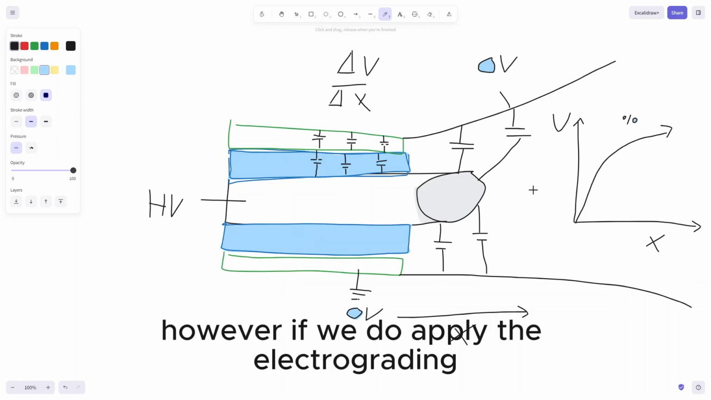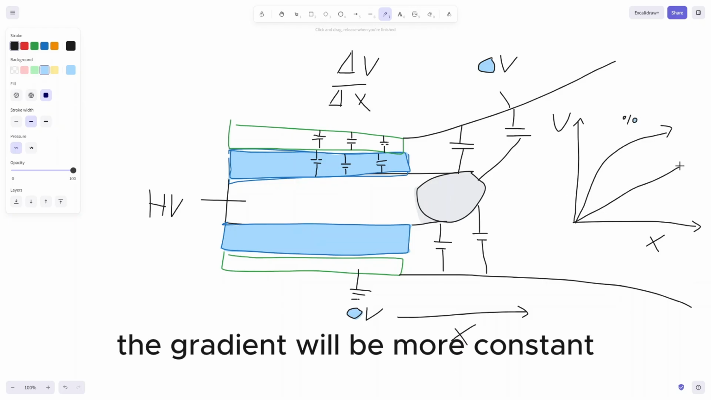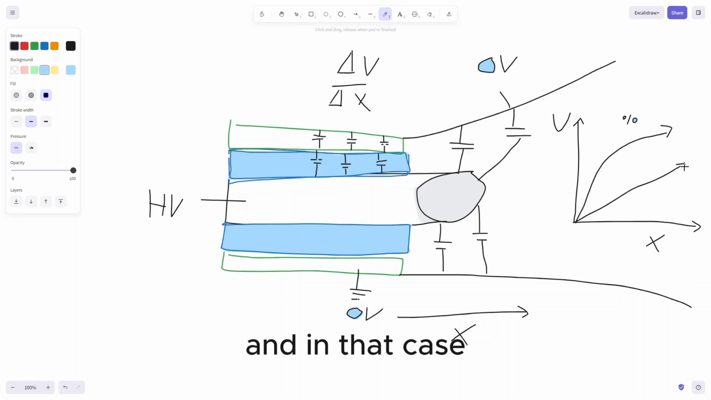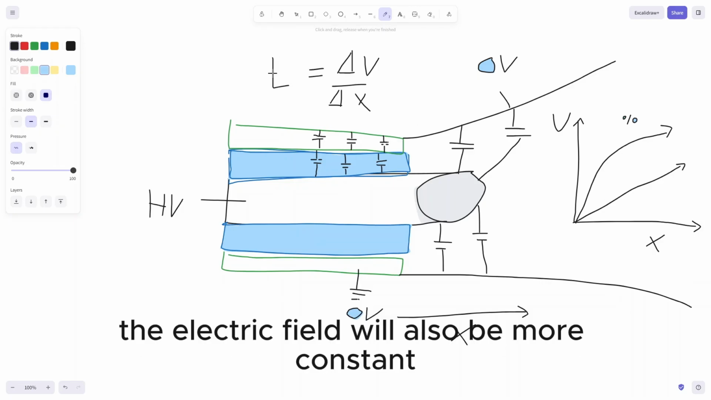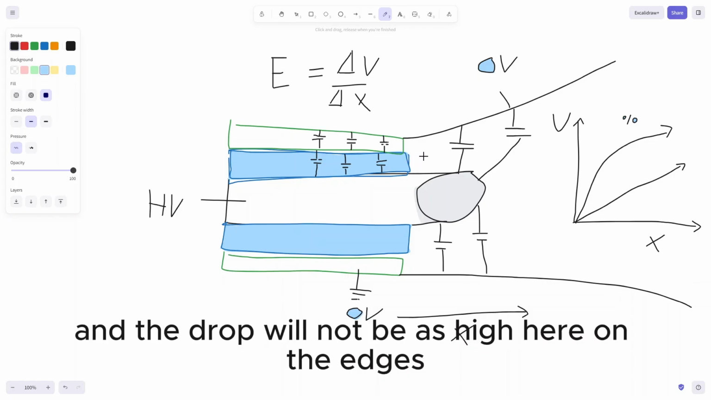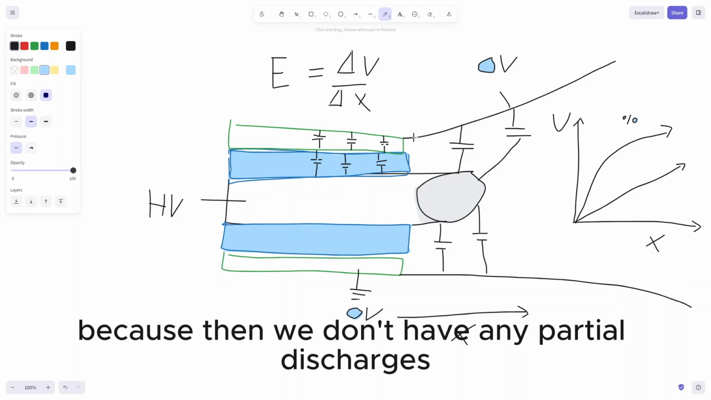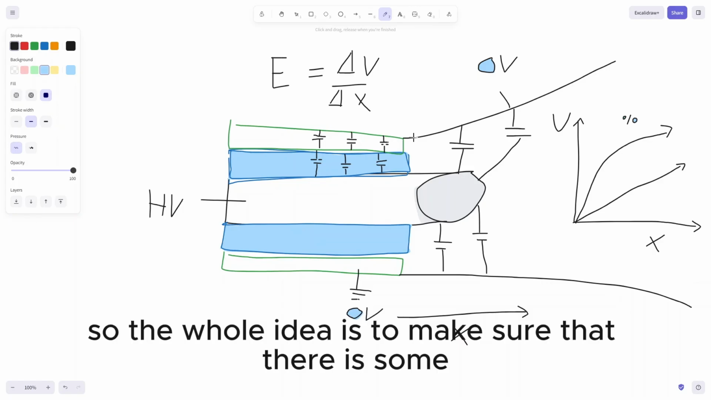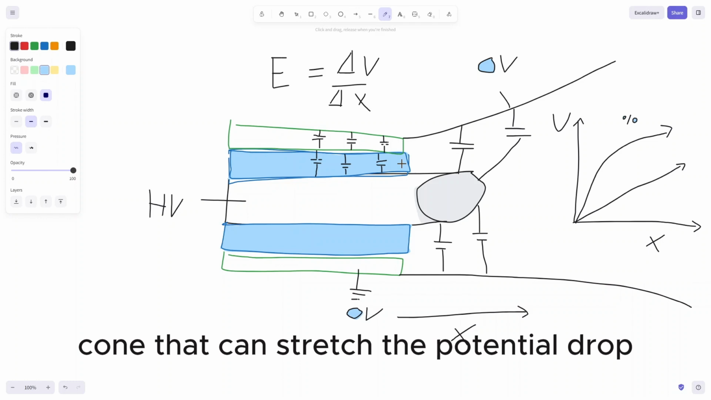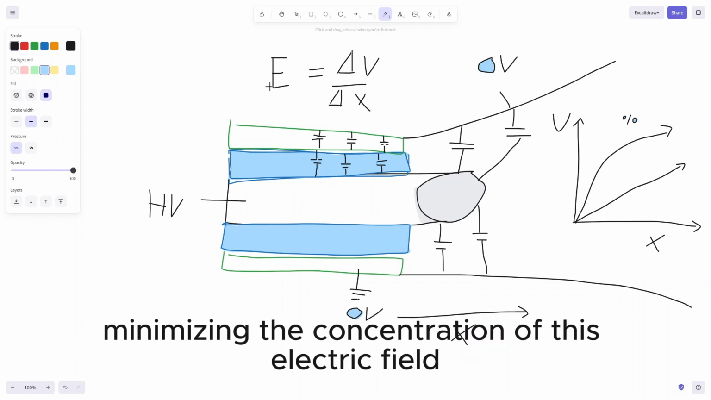However, if we do apply the electrode grading, the gradient will be more constant, and in that case, the electric field will also be more constant, and the drop will not be as high here on the edges, which is beneficial because then we don't have any partial discharges. So the whole idea is to make sure that there is some cone that can stretch the potential drop along the surface, minimizing the concentration of this electric field strength.